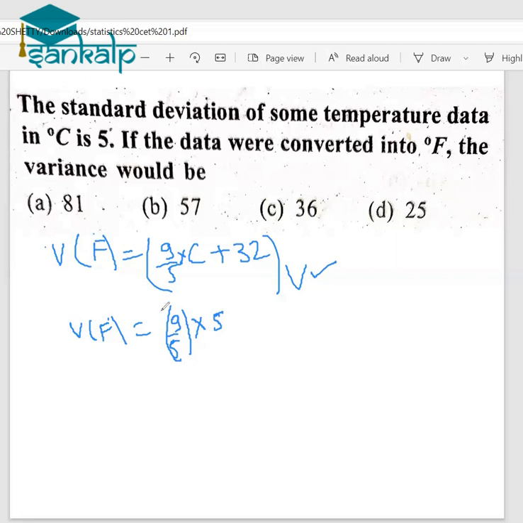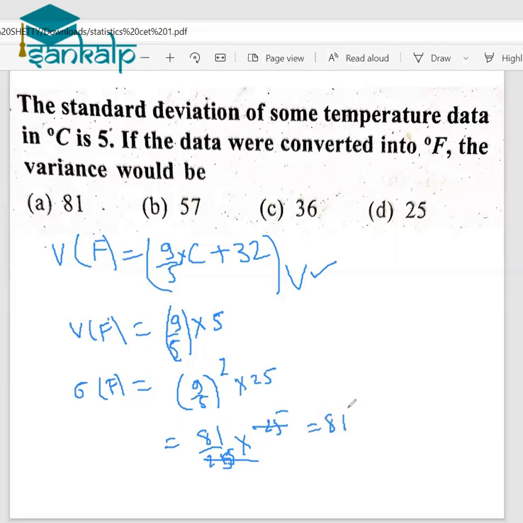But here they have asked us the standard deviation. So the standard deviation sigma F will be equal to the square root of the variance. So we square this, and it will be equal to 25. So it will be 81 upon 25 into 25. So 25 and 25 will cancel, and the answer will be equal to 81.